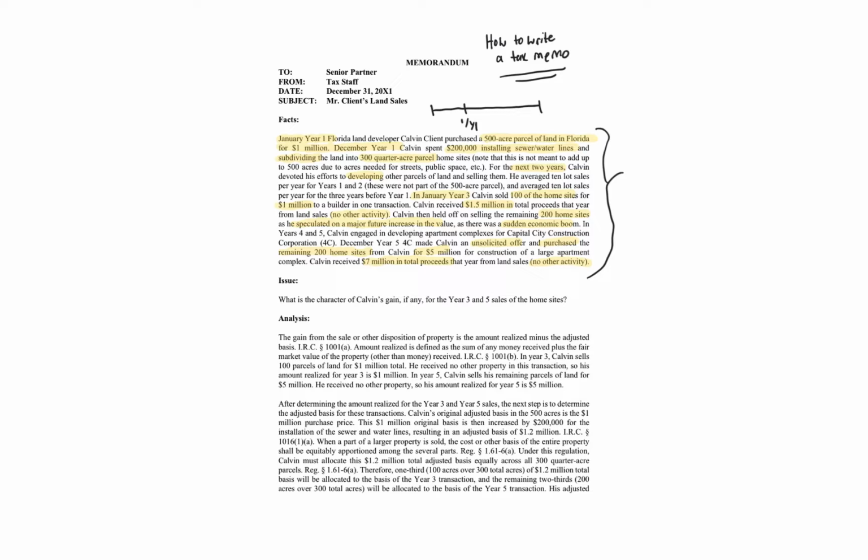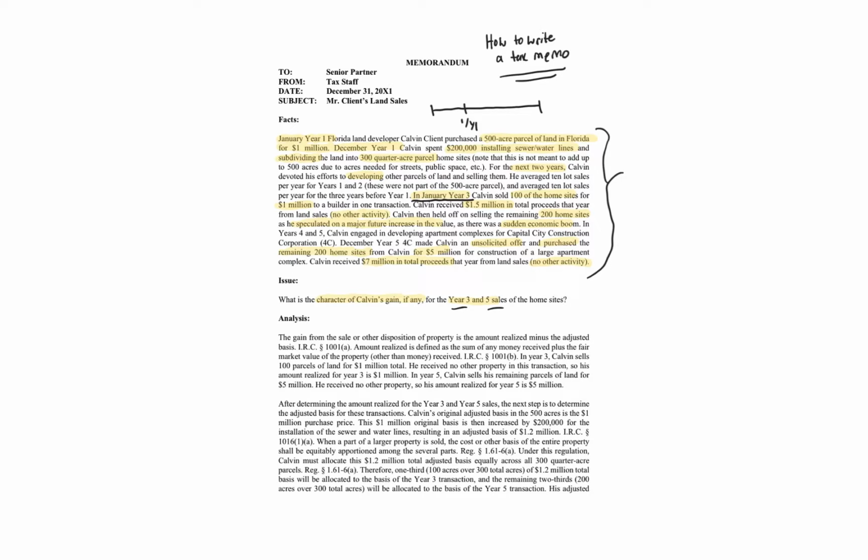Now we have to jump in. And the issue is, what is the character of Calvin's gain, if any, year 3 and year 5 sales? So let's go back to our facts and let's just point out these specific year 3 and year 5 sales because that's what we're asked about. We're asked about these two sales, year 3 and year 5. So the first sale happens here.